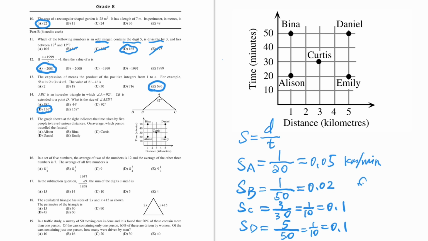Now the speed of Emily equals distance is 5 kilometers. Time is 20. That's 1/4, 0.25. So Emily traveled 0.25 kilometer per minute. She is the fastest, so the answer is E.